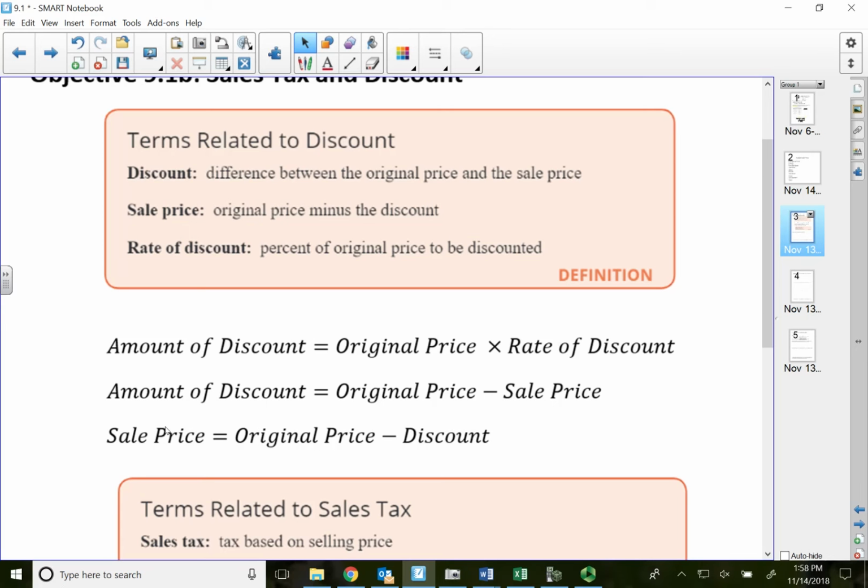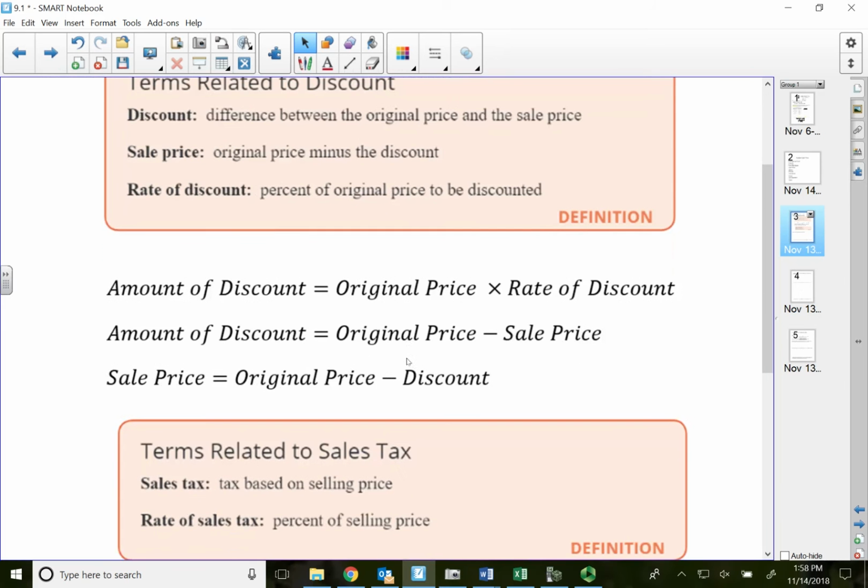So for example, maybe something was marked at $100 and we get a discount of $20, then the sale price will be $80. Now, another way to find the amount of discount is taking the original price times the rate of discount. Maybe I'm getting 10% off the original price. So that will be 10%, which is 0.1, times whatever the original price is.